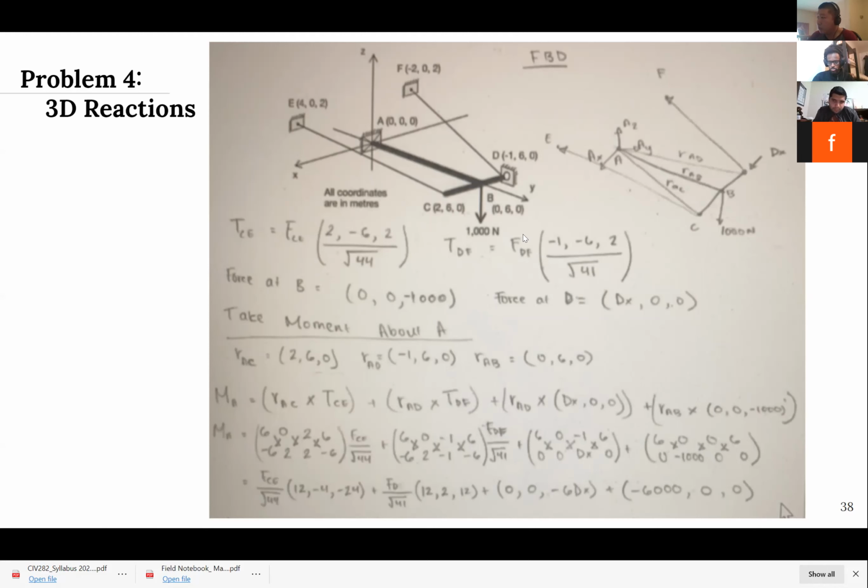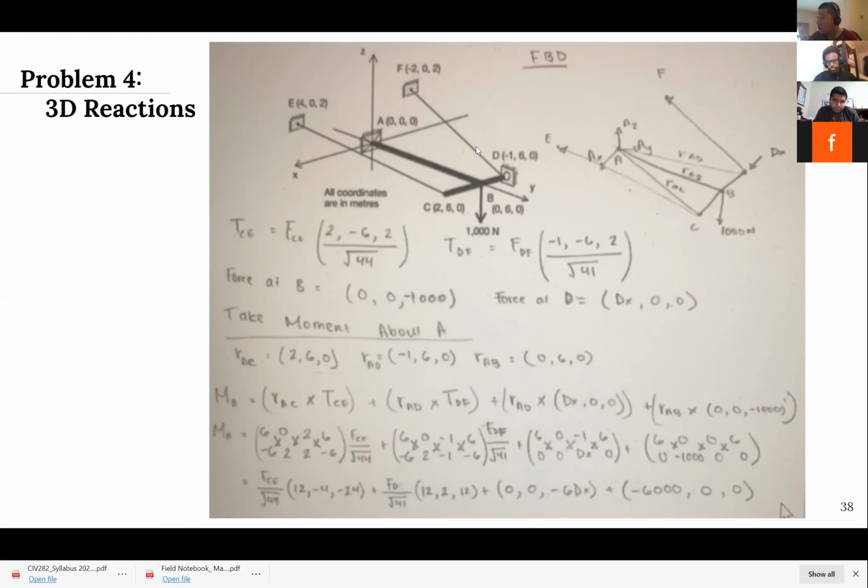And then I did the same thing with the cable DF. So the tension in DF is going to be equal to force of DF times its direction vector. And then the force at B is just that downward 1000 newtons force, so it's just going to be 0, 0, negative 1000. And then once again, the force at D is only dx and then 0, 0.